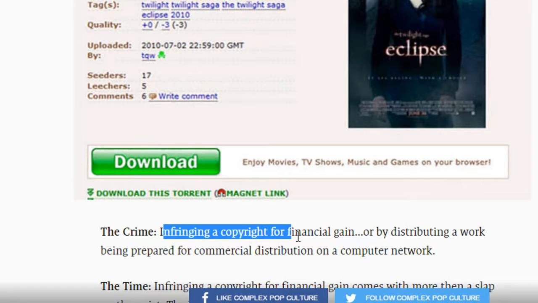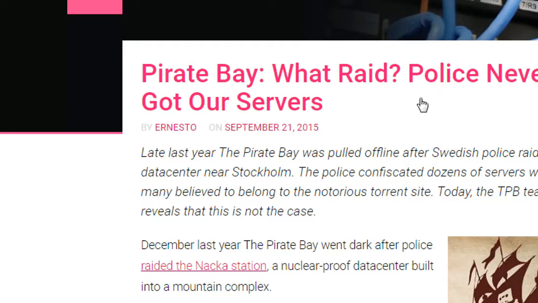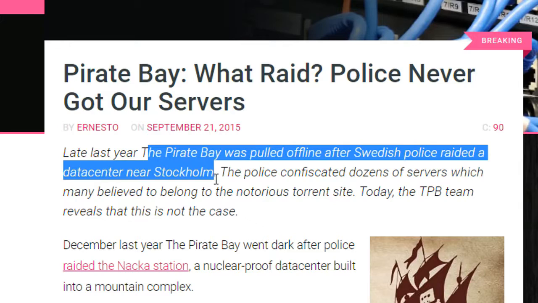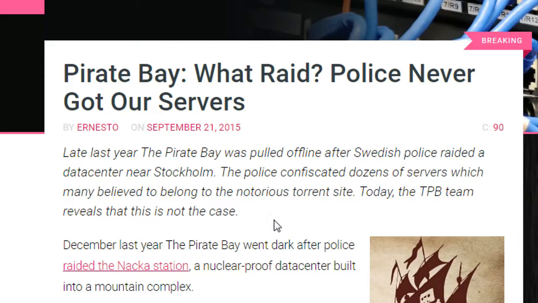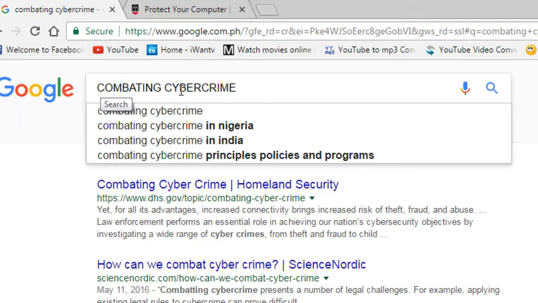In late 2014, the number one pirate website, the Pirate Bay, was raided for the second time due to years of pirating movies, music, games, books, and other software. These kinds of websites earn money through advertising. There are several ways the authorities can help solve or prevent cybercrimes.